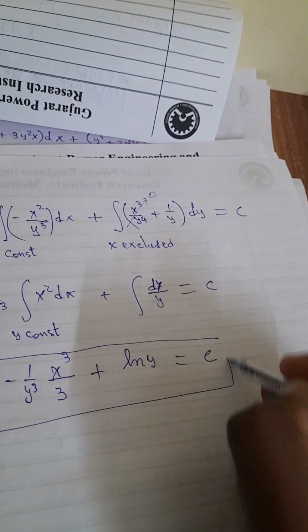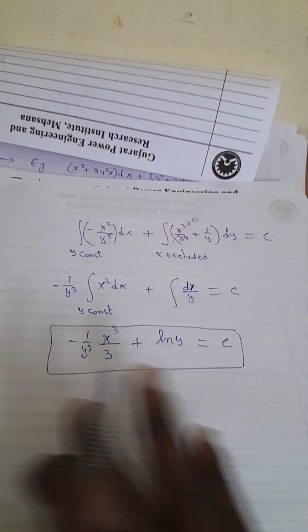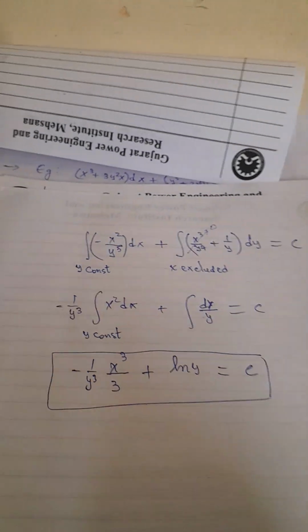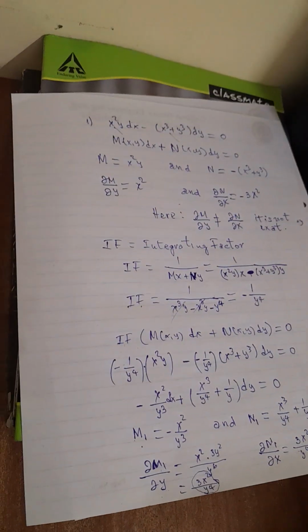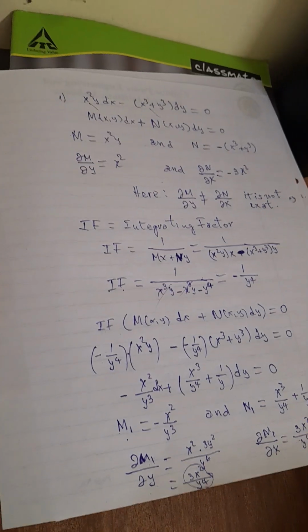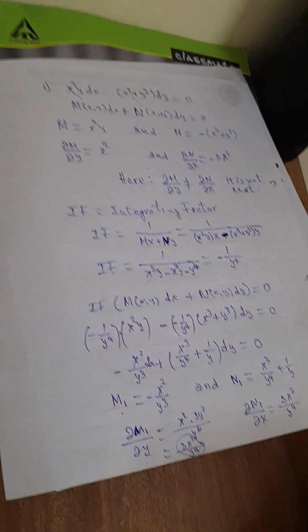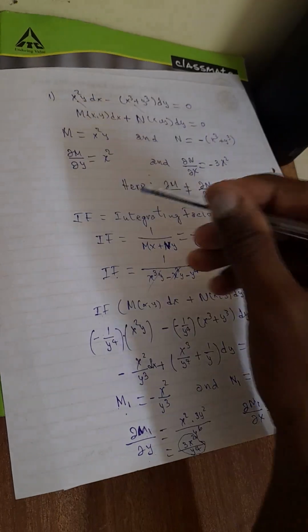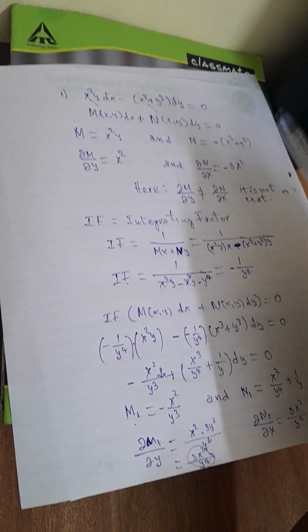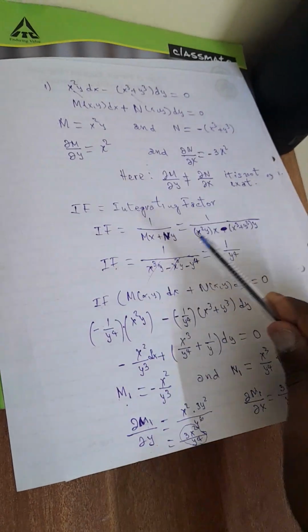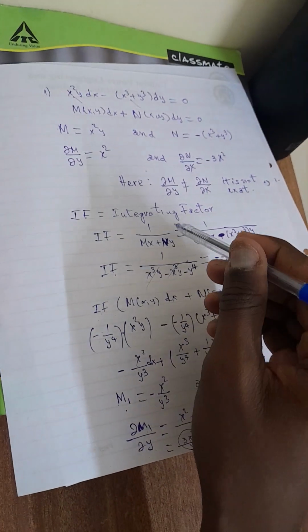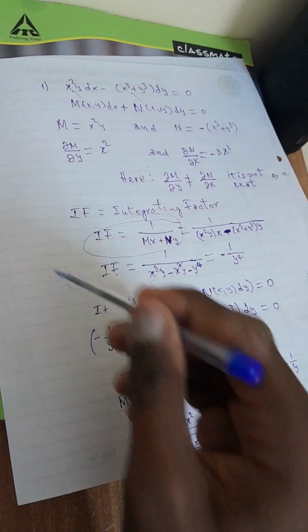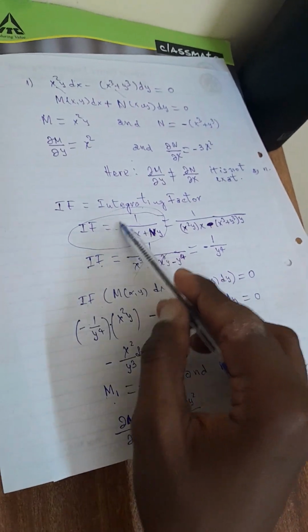So this expression is the general solution for this exercise. Just do remember, when the function is homogeneous and it is not an exact differential equation, what you have to do is find the integrating factor. The integrating factor for a homogeneous function is this one. Just have it in your mind.